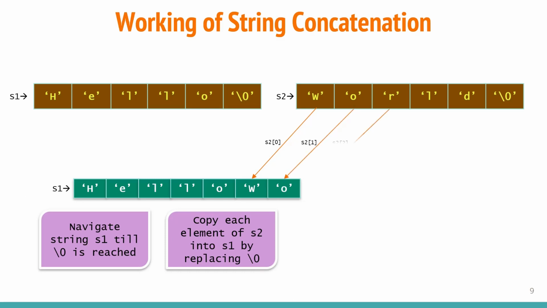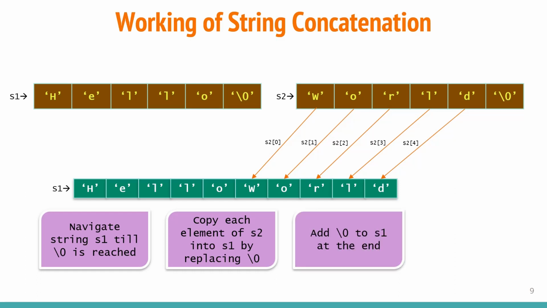Next, followed by o, followed by r, followed by l, followed by d. And when I reach backslash 0, I should stop copying. And since I have modified s1 manually, it is our responsibility to add backslash 0 to s1 at the end. So I will add backslash 0 at the end.